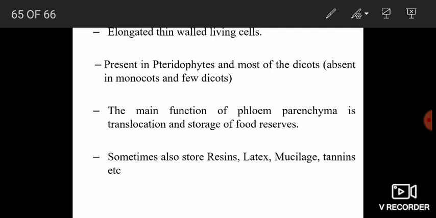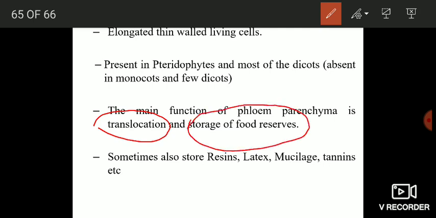The main function of phloem parenchyma is translocation and storage of food reserves. They help in the radial translocation of food, and they also help in the storage of food material in the form of starch or in some cases fats.